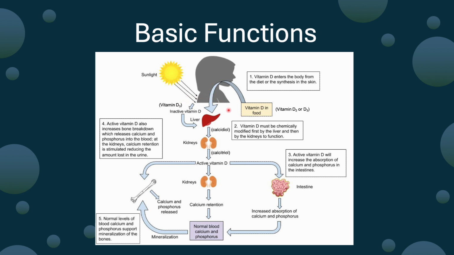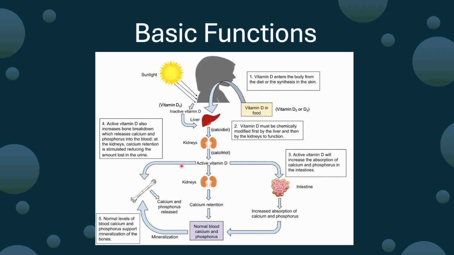Regardless of the source of vitamin D, eventually it is going to make its way to the liver, where through a few enzymatic steps, it will then be transported to the kidneys, where it is activated into our active form of vitamin D. From there, as I mentioned before, there are those three primary target organs, being bone, the kidneys, and intestines.